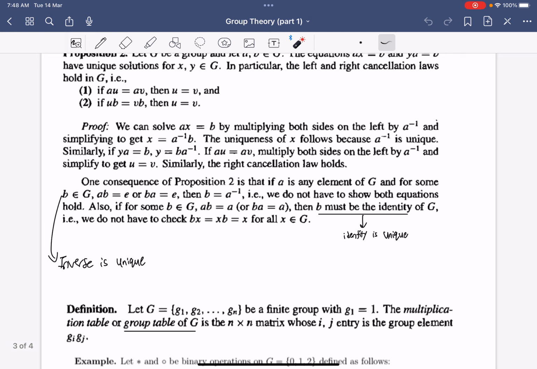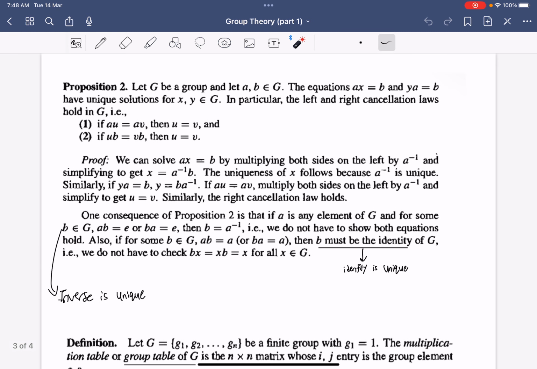So the next proposition which I'll prove is known as the cancellation laws, and this applies to groups. If you know that AU equals AV, then this implies that U must equal V. And this is because A has a unique inverse. So you can just multiply A inverse to each side and they get cancelled out. So you get U equals V.